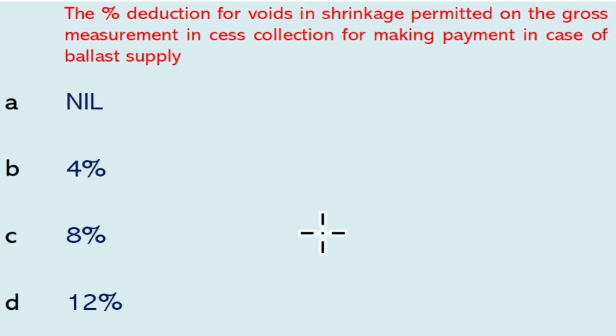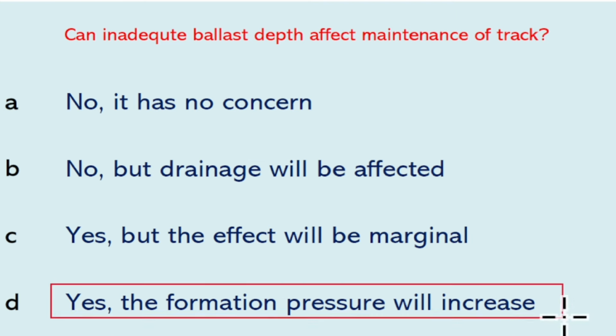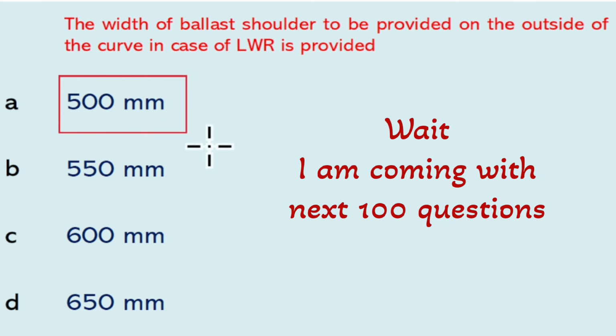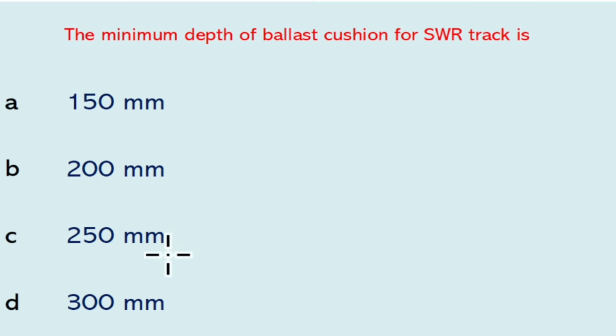The percentage deduction for voids and shrinkage permitted on the gross measurement in cess collection for making payment in case of ballast supply is nil, no deduction is made. Can inadequate ballast depth affect maintenance of track? Yes, the formation pressure will increase. The width of ballast shoulder to be provided on the outside of the curve in case of LWR track is 500 millimeter. The minimum depth of ballast cushion for SWR track is 250 millimeter.